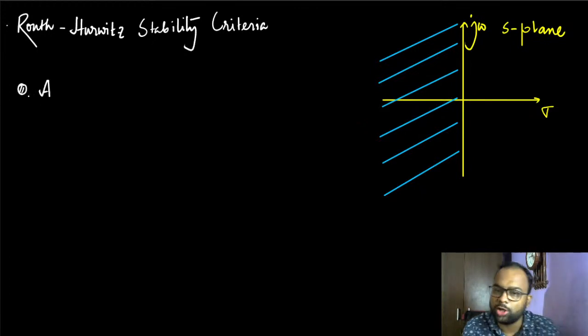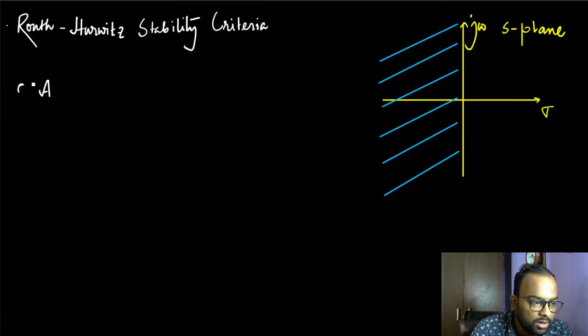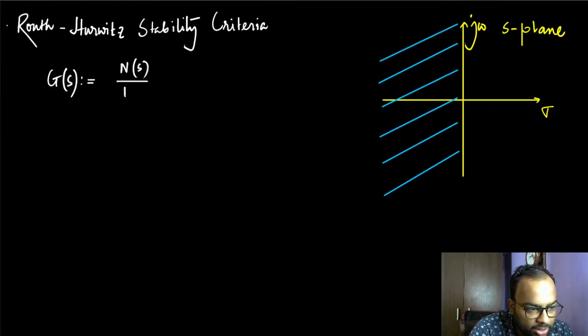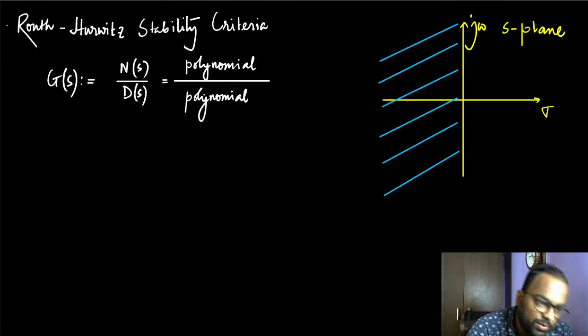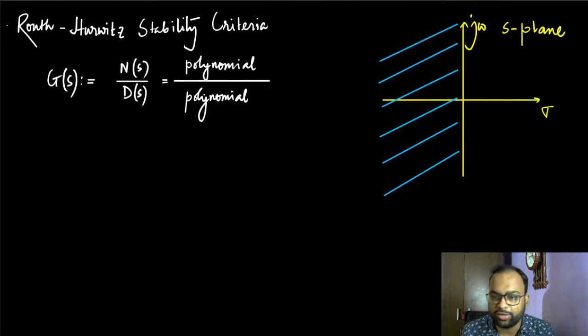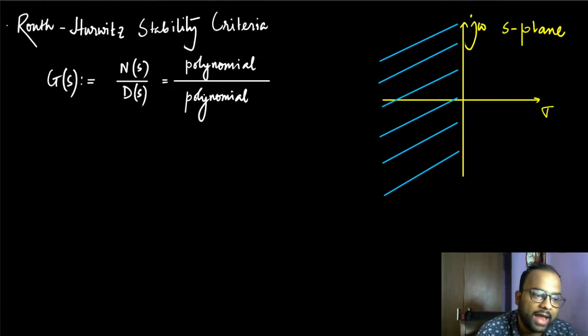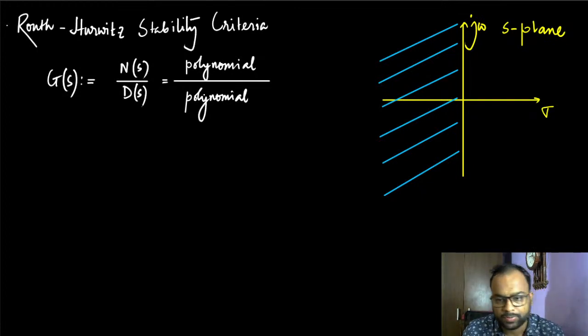A polynomial, of course, the denominator is a polynomial, right? So let me go back. Our transfer function, in our context at least, has a numerator polynomial and a denominator polynomial. So it's a ratio of two polynomials. You understand what a polynomial is, right? It's a combination of integer powers of s, essentially. The numerator is a polynomial and the denominator is also a polynomial.